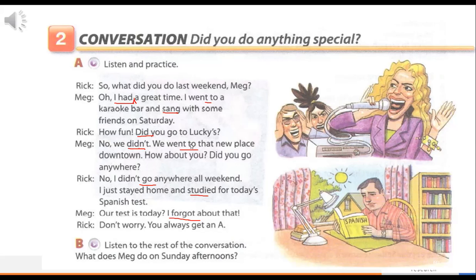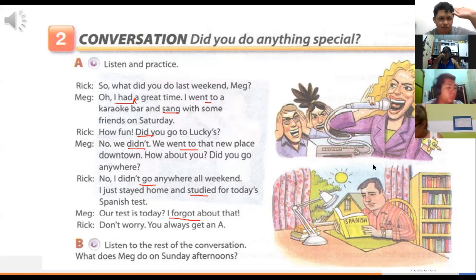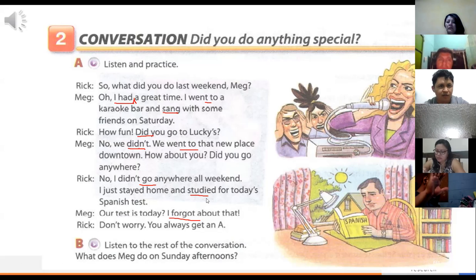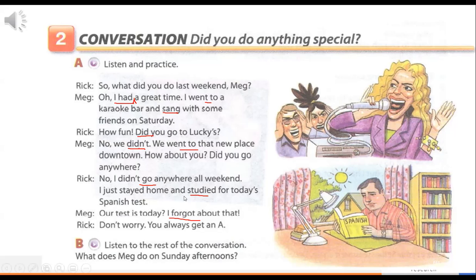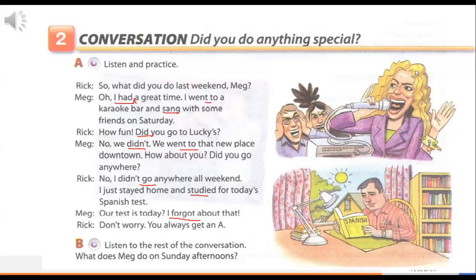So let's start, if there are no more questions. So what does Meg do on Sunday afternoons? Who can give me the answer, please, of the activities that Meg does on Sunday afternoons? Miss Carmen Lizeth, go ahead, please. Yes, Meg has a part-time job at the university bookstore as a cashier from 2 to 5 o'clock on Sunday. Yeah, that's perfect. Thank you so much.